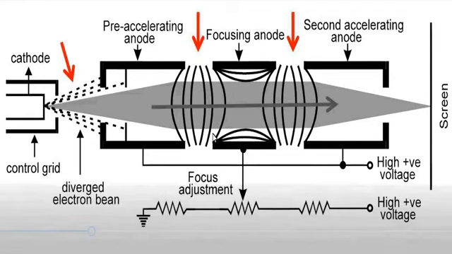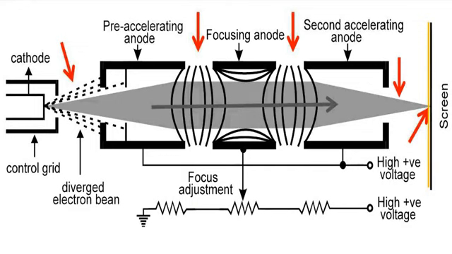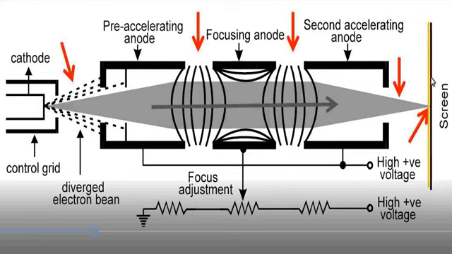Then again the beam converges and finally it turns to a sharp beam and strikes on the center point of the screen. Fluorescent material is deposited on the screen, and as this is a photosensitive material, light is produced on the screen. As a positive high voltage is applied on the accelerating anode, in the same way the voltage on the focusing anode is variable.